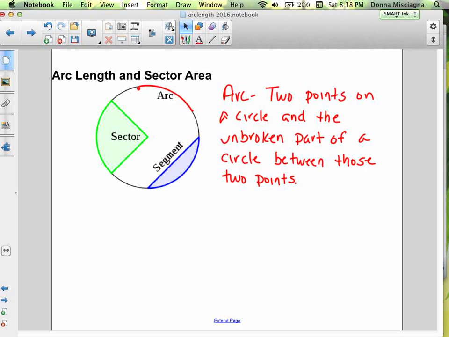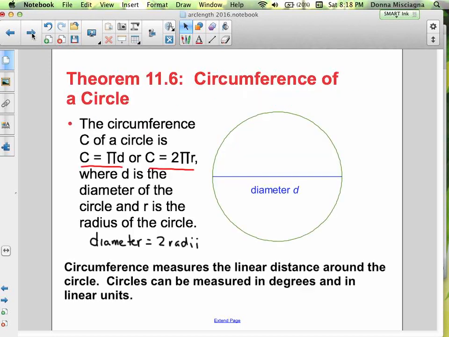So let's look at circumference, which relates to arc length. The circumference of a circle, and I'm hoping that this is a review for you, can be found using pi times the diameter, or 2 pi r, where d is the diameter of the circle and r is the radius of the circle. As a reminder, the diameter is equal to 2 radii.